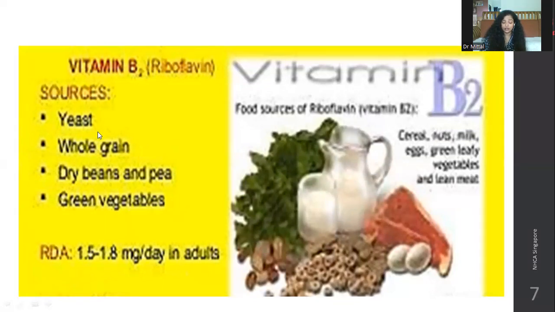RDA, whatever is given in your textbook, you can follow that. The RDA which you see here may slightly vary from what is given in the textbook, because this is a completely different source which I'm showing on the slide.